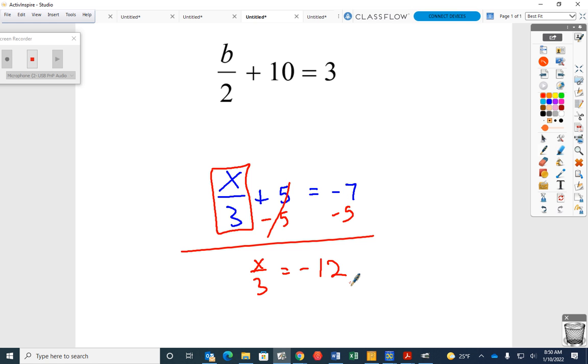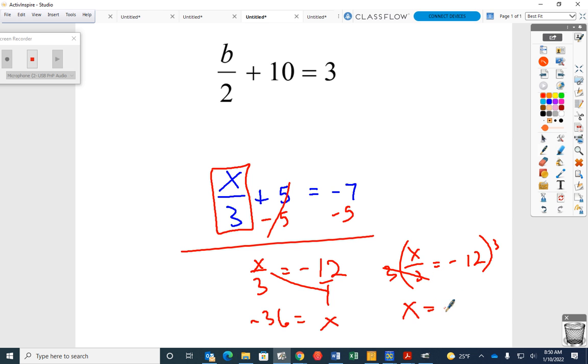Okay. Brooklyn, which method did you use? The cross one, okay. So you did x times 1 is x, and negative 12 times positive 3 is what? Good. How many of you did this method? Okay, multiply each side by 3, and x equals negative 36.